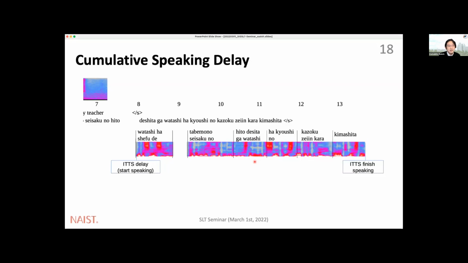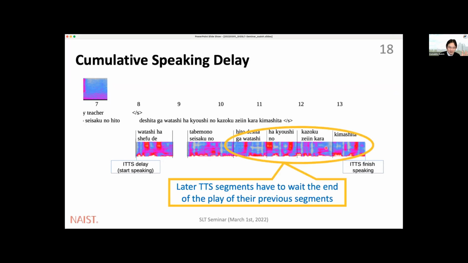So we found a problem here. We call it the cumulative speaking delay. We have many segments of speech output by TTS, but here the first speech segment is finished before the second segment becomes available. But the third, fourth, fifth and sixth segments were available before the speech output of the previous TTS segments was finished. So later TTS segments have to wait until the end of the play of the previous segments. So it causes a very long delay in the speech output for very long inputs.